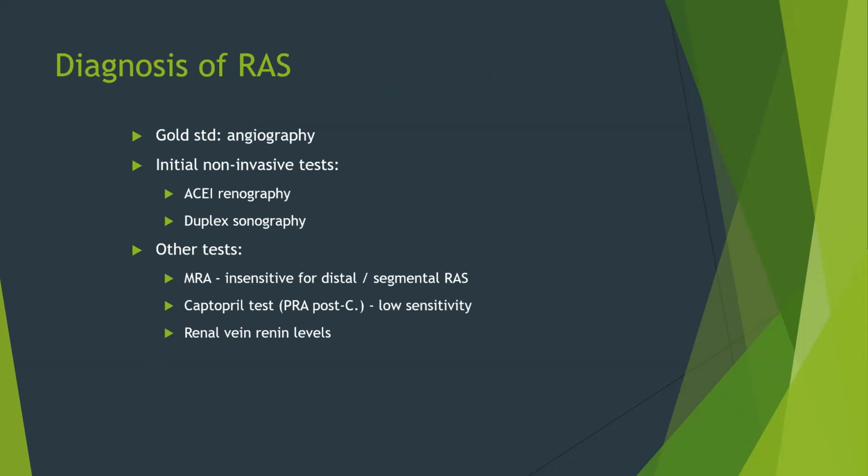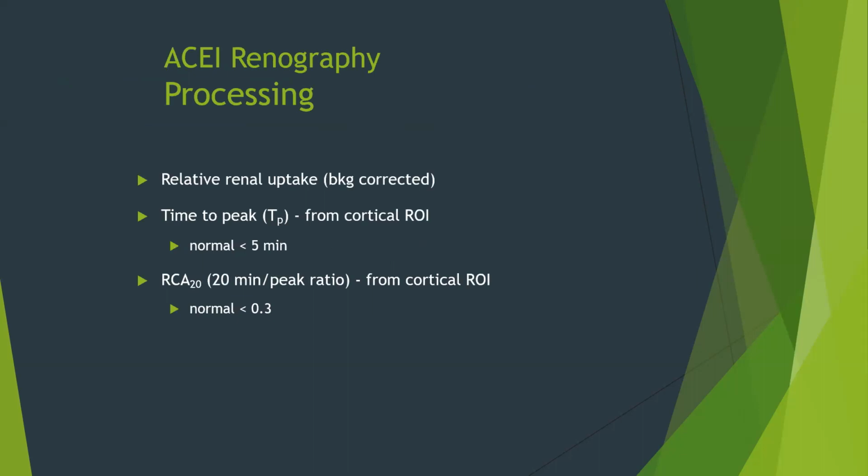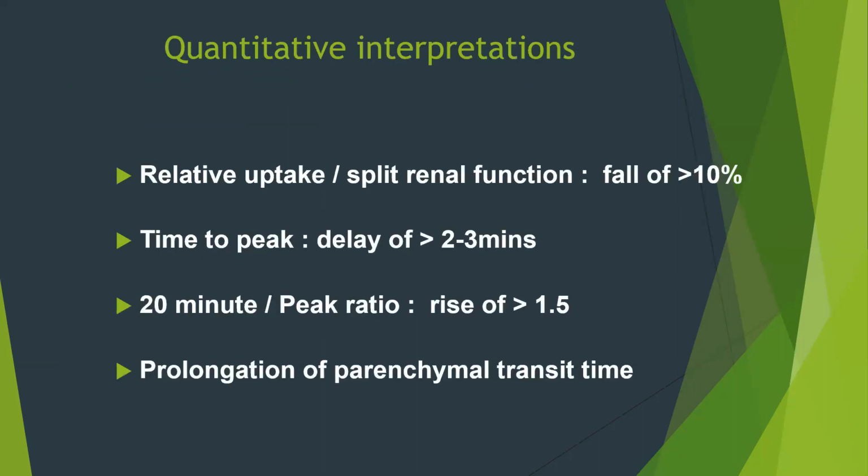The gold standard remains an angiography, but the initial non-invasive tests include the ACE inhibitor renography and a duplex sonography. Other tests are MRA or a captopril test and the renal vein renin levels. ACE inhibitor renography processing is done in the same way in which we do the GFR estimation. We see relative uptake and the split renal functions.